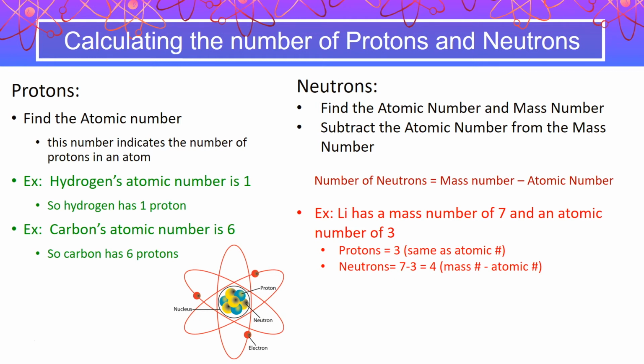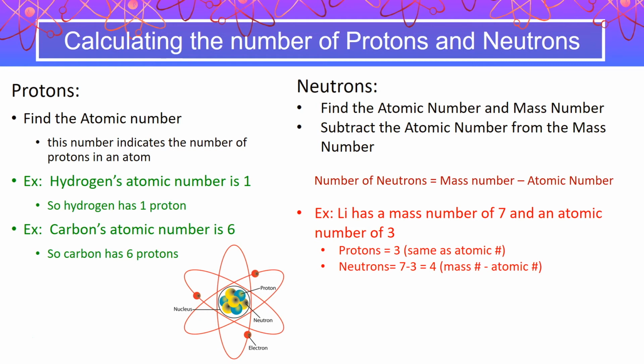Once you have those 2 numbers, you need to subtract your atomic number from the mass number. The reason is that atomic number, remember, is the number of protons, and the mass number is made up of both protons and neutrons. If you take the number of protons out of that, you're left with the number of neutrons.